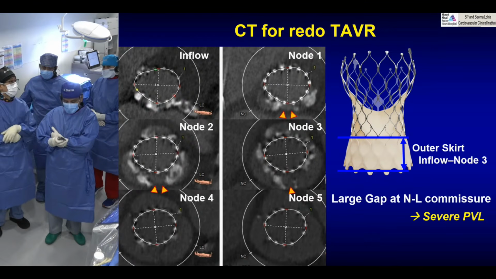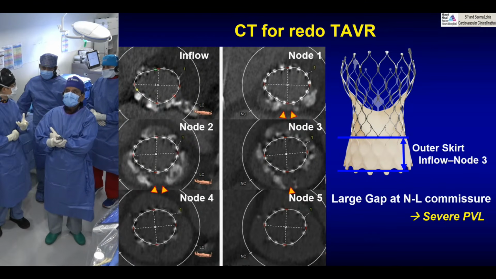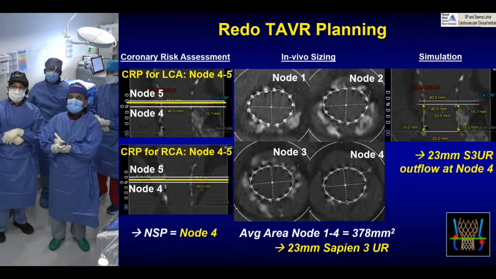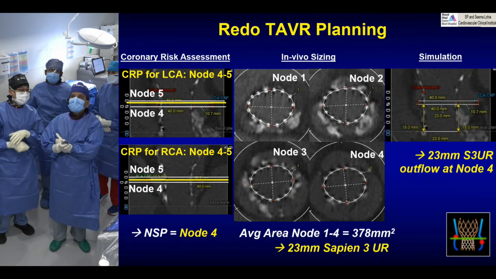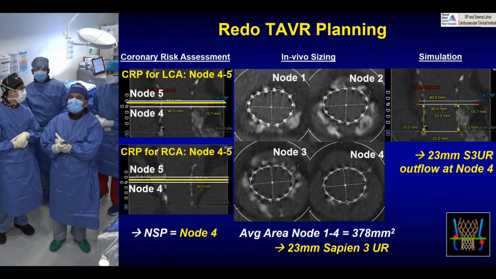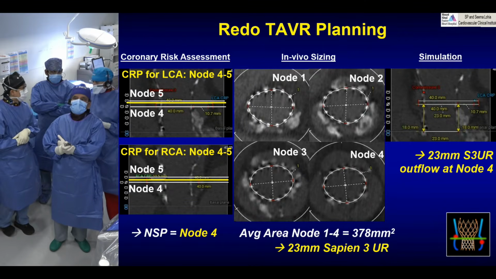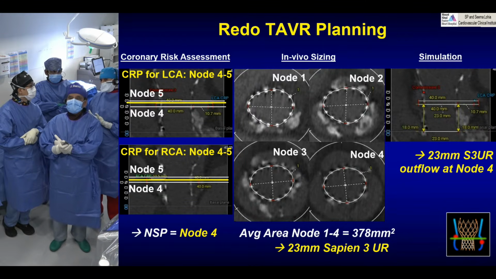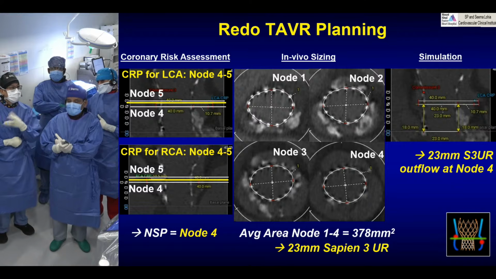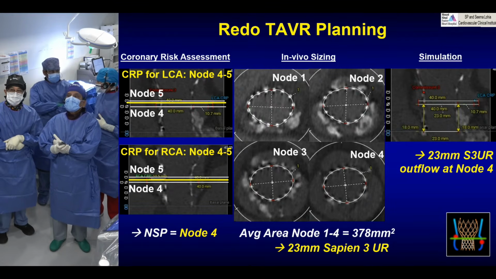So the question is, will the second valve expand the Evolut to conform and close that gap? And I think a 26. What do you think, Sahil? We discussed it in the morning at board rounds. It should be 26. It would be better, because 23 is going to be limited by that.